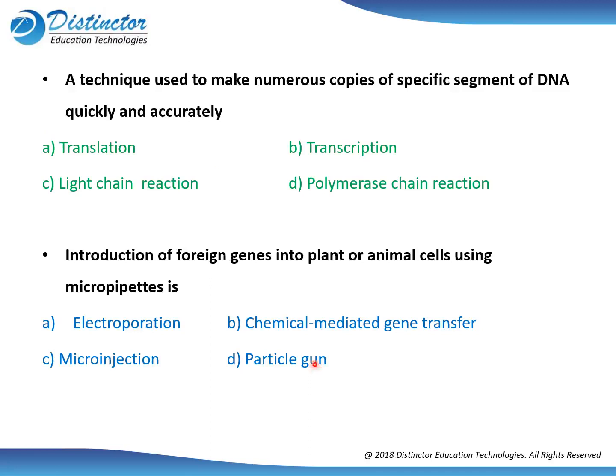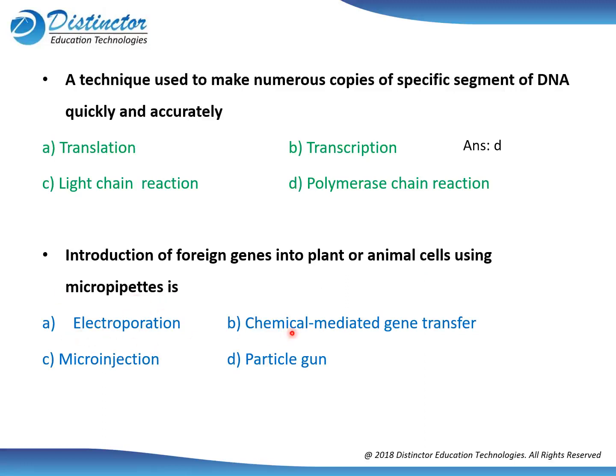A technique used to make numerous copies of a specific segment of DNA quickly and accurately is translation, transcription, ligase chain reaction, or polymerase chain reaction. Which technique can we use to produce numerous copies of a specific DNA sequence accurately? Polymerase chain reaction.